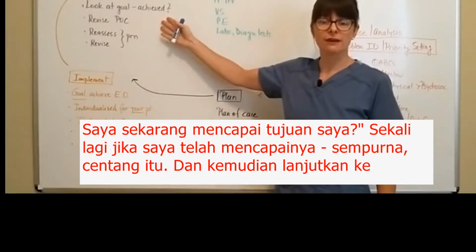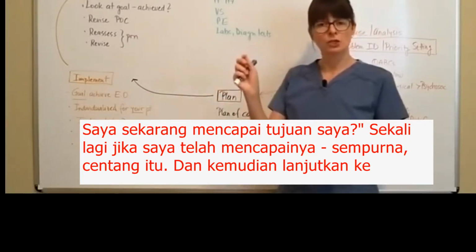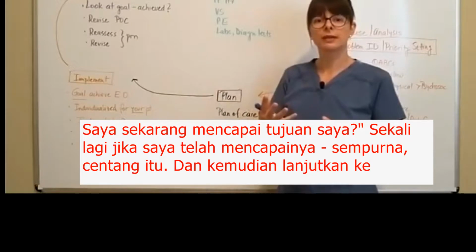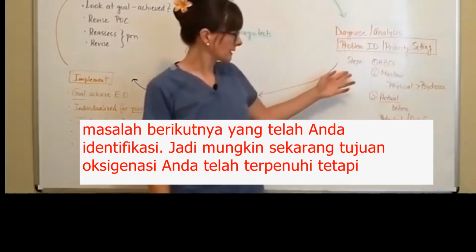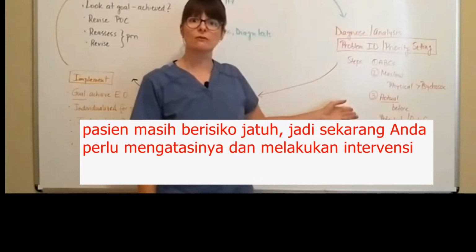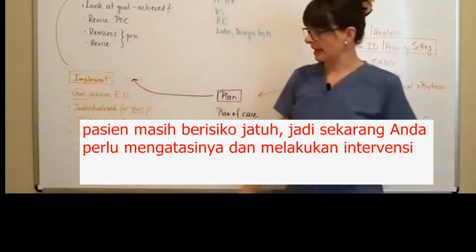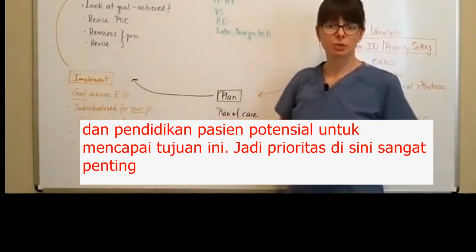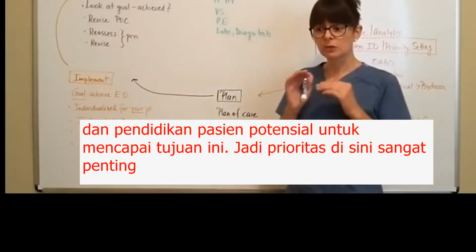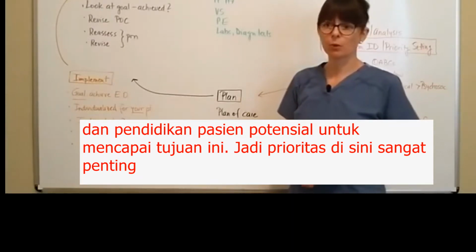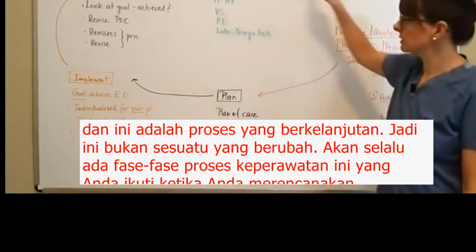my goal. Again, if I've accomplished it, perfect, check that off and then move on to the next problem that you've identified. So maybe now your oxygenation goal has been met, but the patient is still at risk for falls. So now you need to address that and have the interventions and potential patient education to achieve these goals. So the prioritization here is very important. And this is a continuous process.